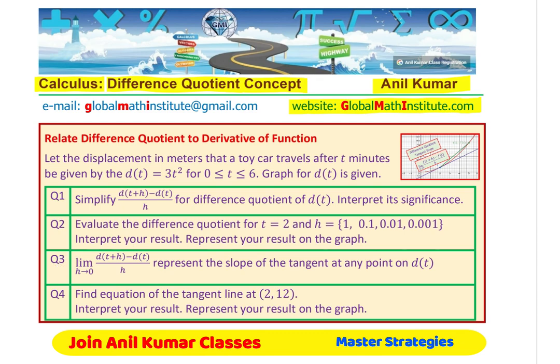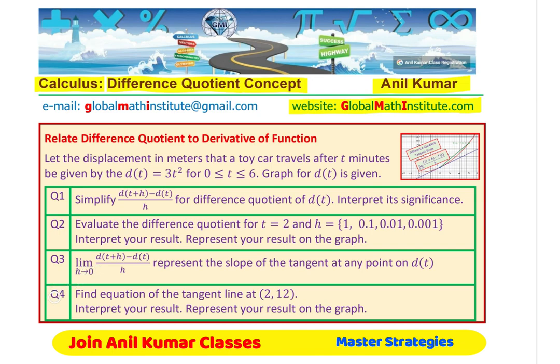Question number 3. The limit as h approaches 0 of this difference quotient expression, d of t plus h minus d of t over h, represents the slope of the tangent at any point on d of t. Once we do the exercise in question 2, we will understand question 3, how the gradient now represents the gradient of a tangent when h approaches 0.